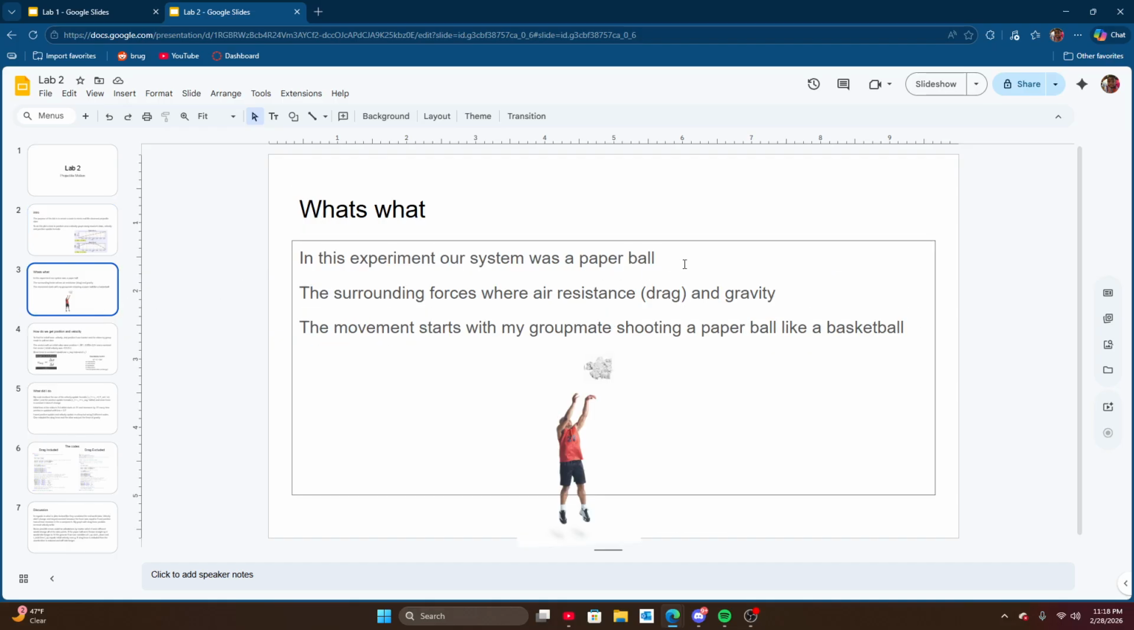In the experiment, the system is a paper ball, and the surrounding forces are drag, air resistance, and gravity. The movement starts with my group mates shooting a paper ball like a basketball.